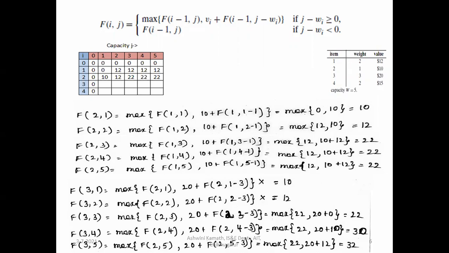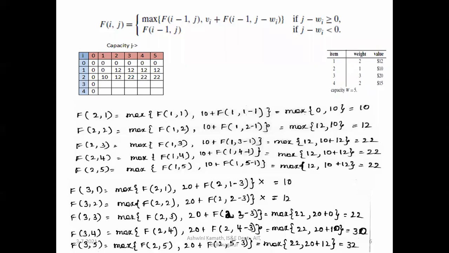Similarly, for f of 3 comma 4, maximum of f of 2 comma 4 comma 20 plus f of 2 comma 4 minus 1, which is equal to 3. So 20 plus f of 2 comma 1, second row and first column, which is equal to 10. So 20 plus 10 is equal to 30. So maximum of 22 and 30 is equal to 30. That will be the value for f of 3 comma 4.